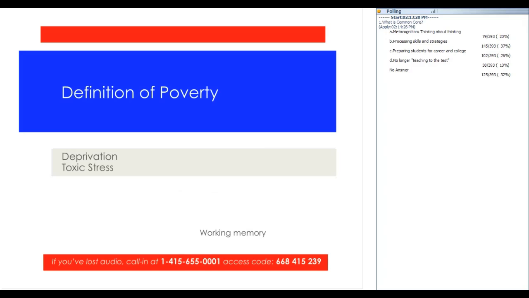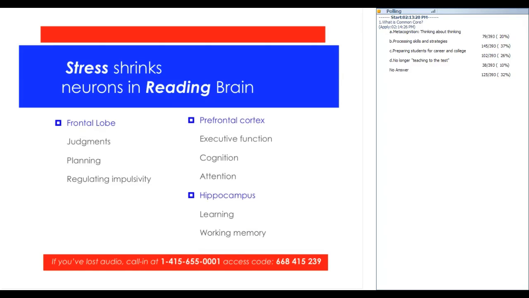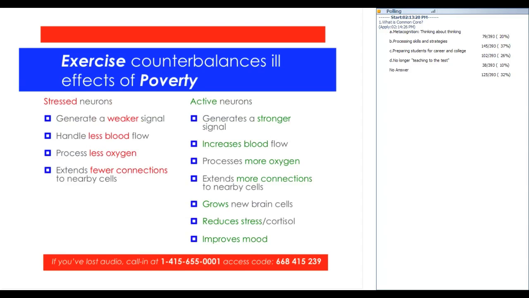Watch this. When you're under stress, physiologically, stress shrinks the neurons in the very part of the brain that you read with, your frontal lobe, your prefrontal cortex, your hippocampus. So the kids might be learning the same, but they're going to remember differently. Now watch this. Here's the slide of the century. When your neurons are under stress, physiologically, you get a weaker signal, handle less blood flow, process less oxygen, your neurons are not communicating.